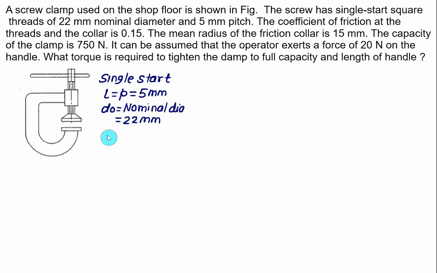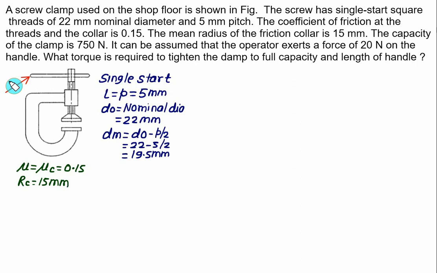So we can calculate here the mean diameter dm, that is equal to D0 minus pitch divided by 2. D0 value is 22 and we have pitch equal to 5, divided by 2. We have 22 minus 2.5, which is equal to 19.5 mm. The coefficient of friction for screw as well as for collar is given as 0.15, and we have the mean radius of collar equal to 15 mm.